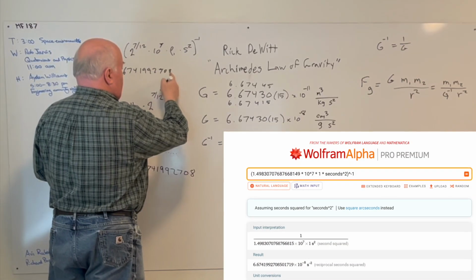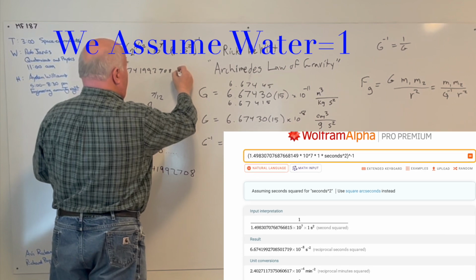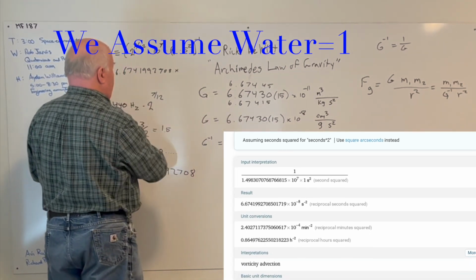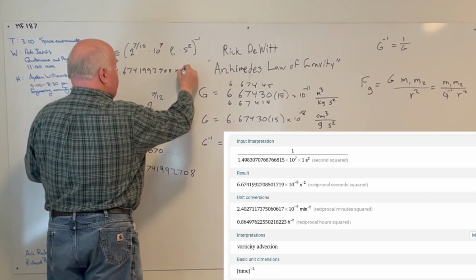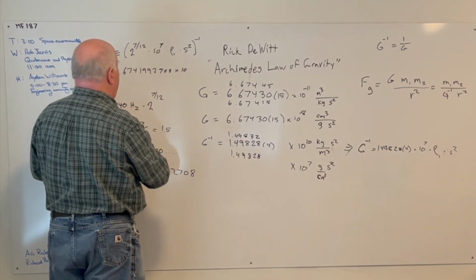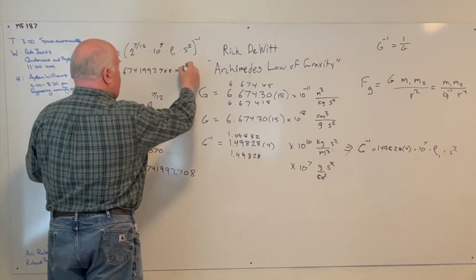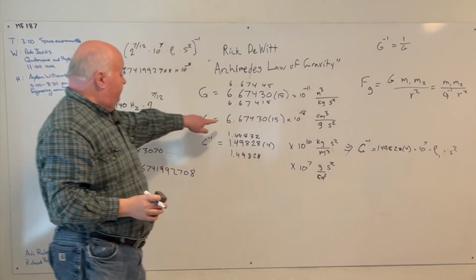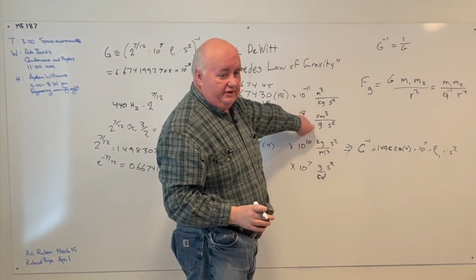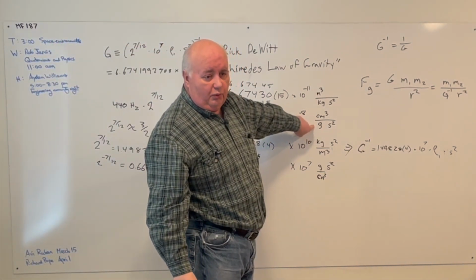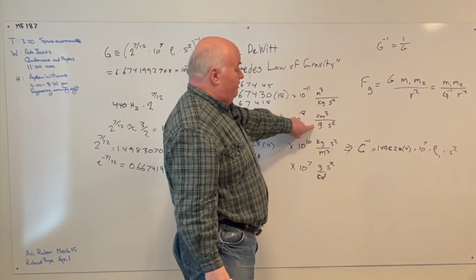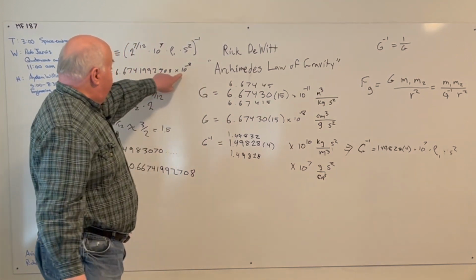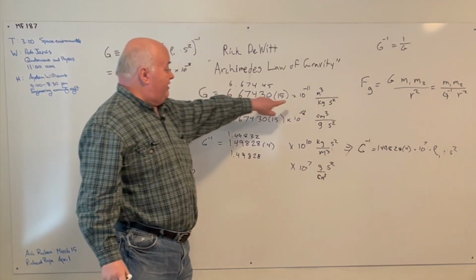6.67419927, and wow, that's times 10 to the negative 8. Well, it's going to be times 10 to the... Okay, times 10 to the negative 8, yes. Which is the correct number if you're working in a unit system where the density of water is 1. If you were working in the unit system where the density of water is 1,000, then this 10 to the minus 8 becomes 10 to the minus 11.